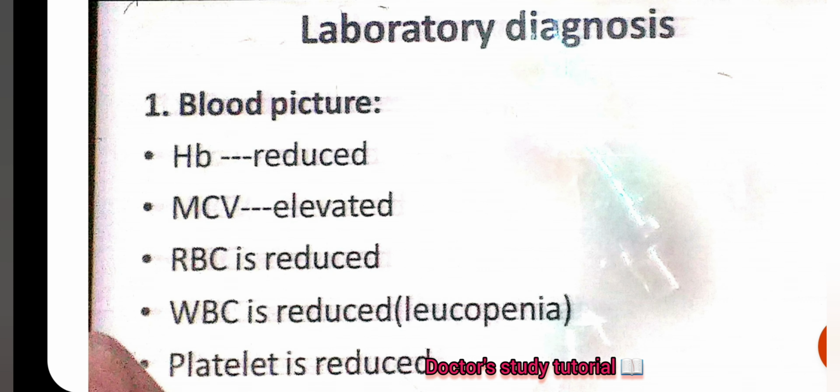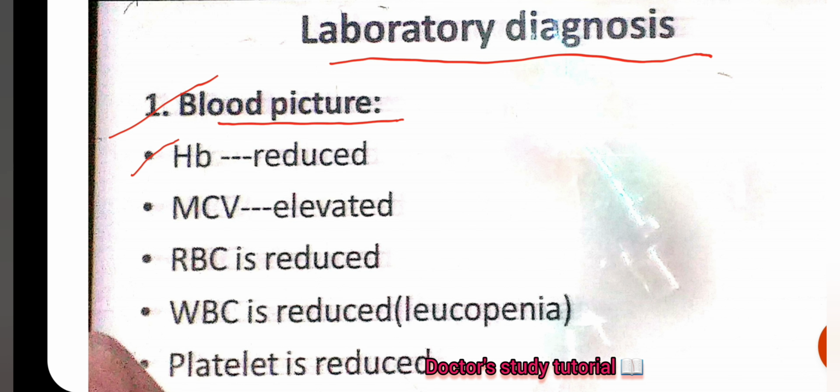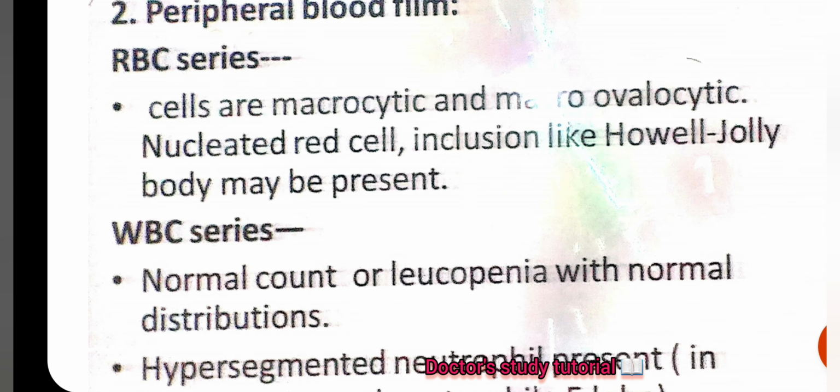Then the most important laboratory diagnosis. It is very important for viva and written both. So according to the rules we have to say at first the blood picture. We see in the blood picture that hemoglobin is reduced, MCV is elevated, RBC is reduced, WBC is reduced and platelet is also reduced. The next one is the peripheral blood film.